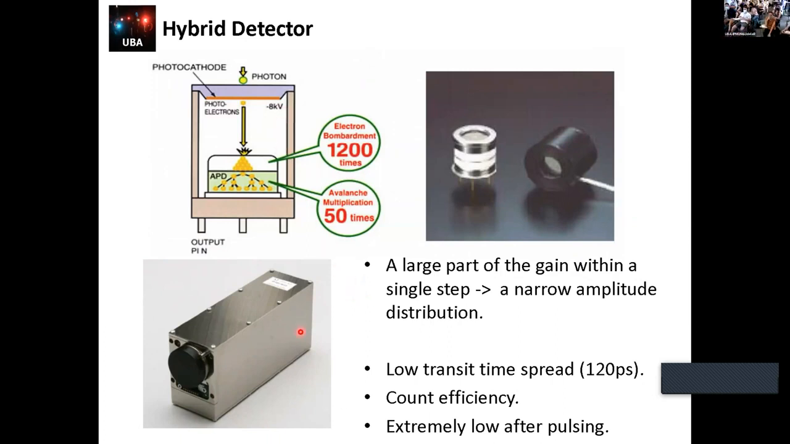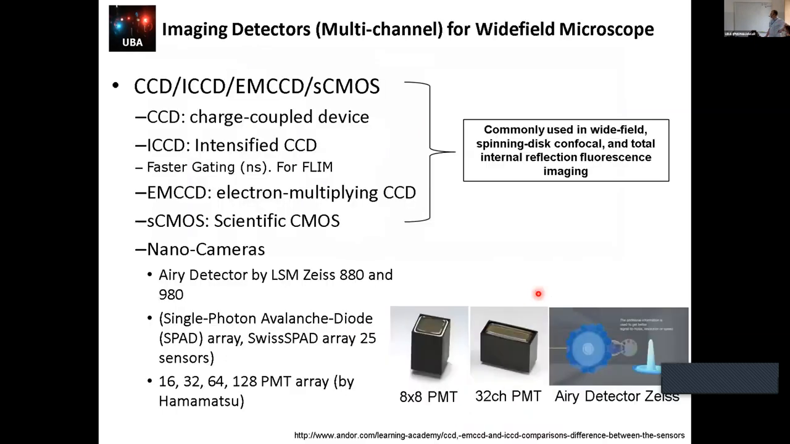And these are very useful today for FLIM measurement, because you can read really fast, and it has a very high quantum efficiency. And also they are very low in afterpulsing, which is an issue for the fluctuation experiment.